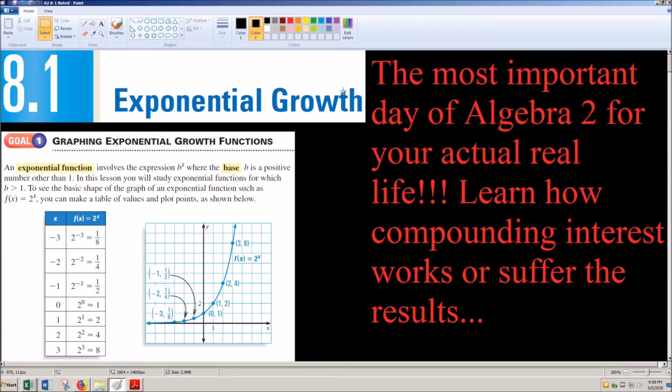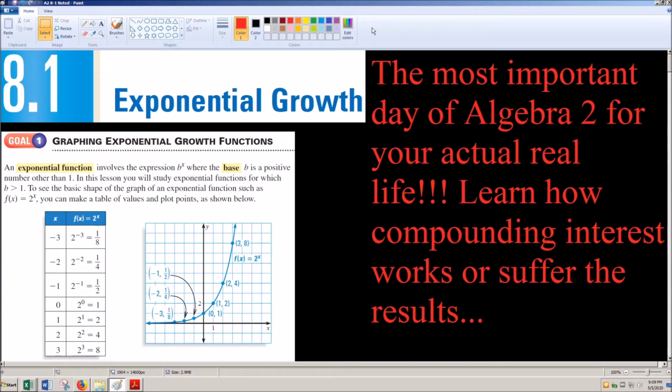Alrighty, promise you, no tricks. Today, of any day of Algebra 2, is the one day, if you can pay attention and you can understand the ideas that we're going to go over today, will be the most beneficial to your real life. Promise. So today we're going to start by talking about exponential growth.